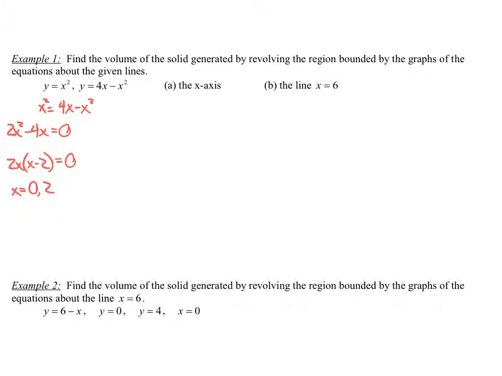Alright, so let's take a look at what we've got. Around the x-axis, we're going to have the integral. The volume is going to be the integral times pi from 0 to 2 of the outer radius minus the inner radius.